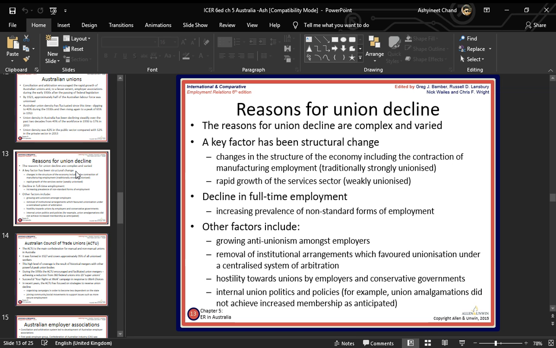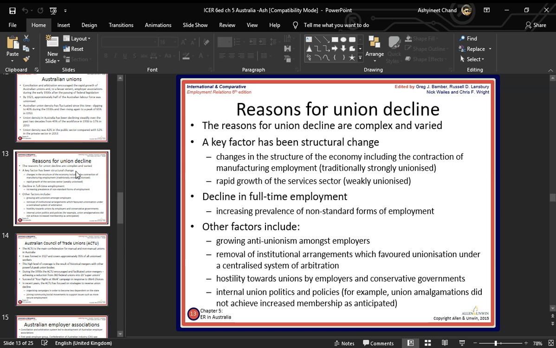So rapid growth of the service sector, and unions are weak in the service sector. Decline in full-time employment, increasing prevalence of non-standard forms of employment, atypical employment, more casual workers, temporary workers, agency workers. Other factors include growing anti-unionism amongst employers.